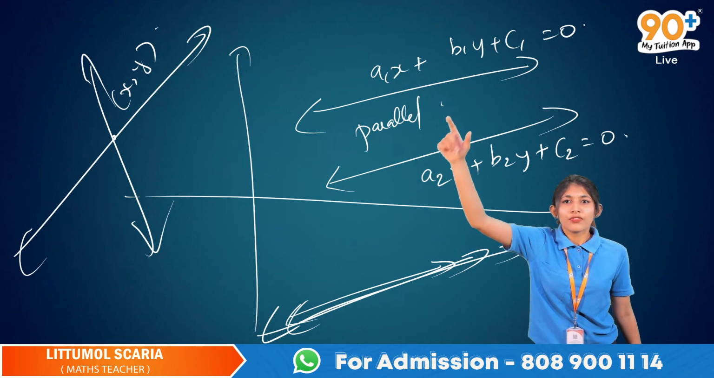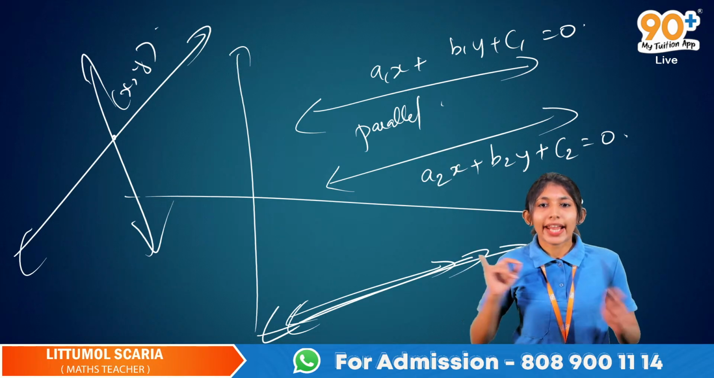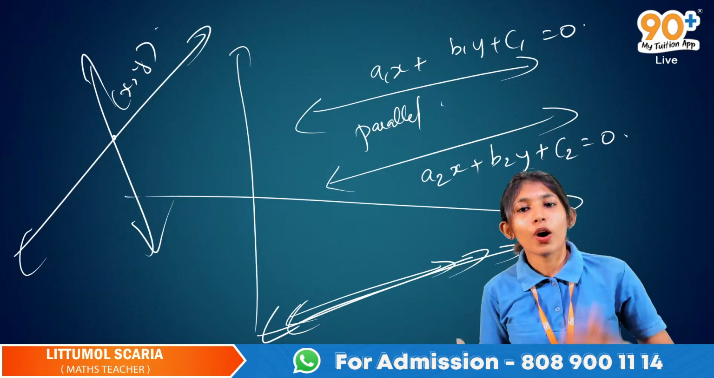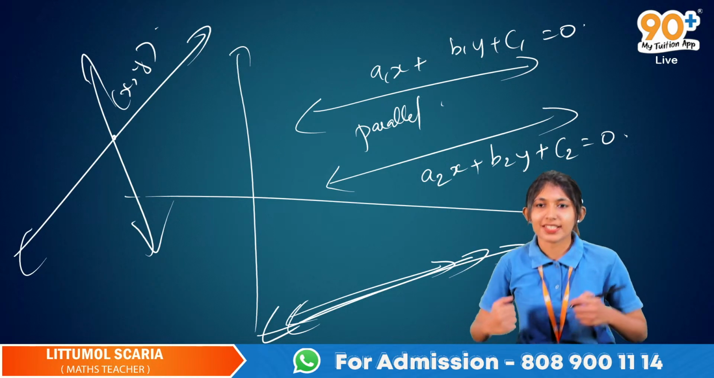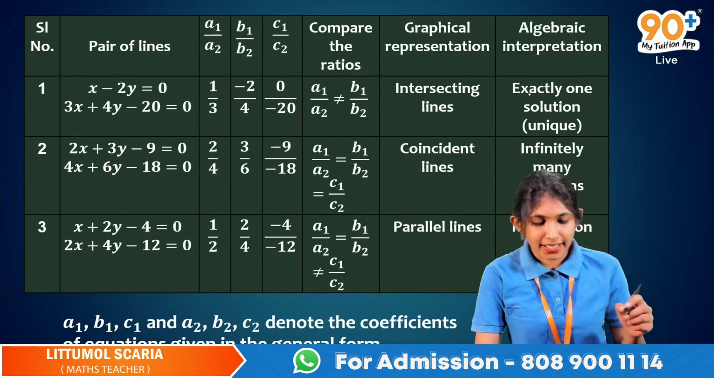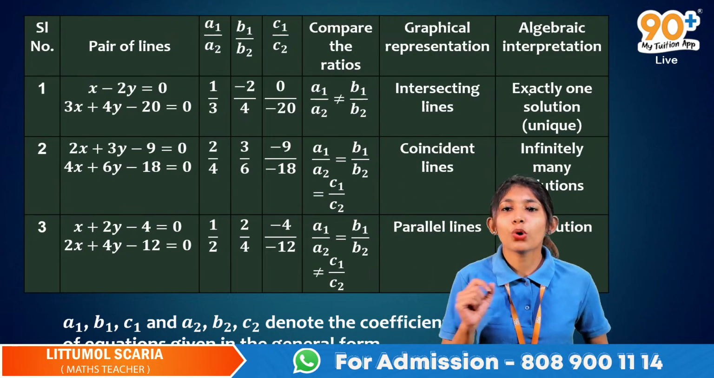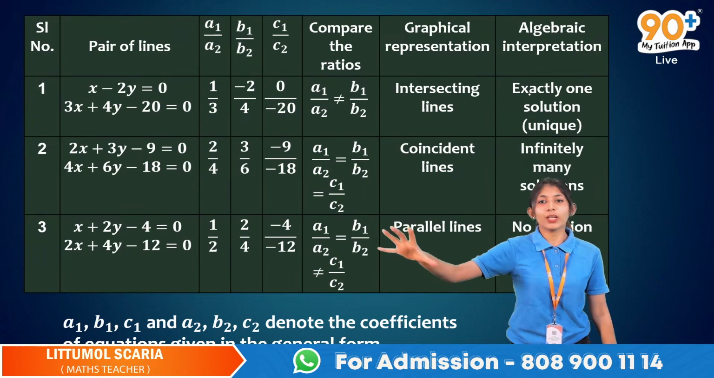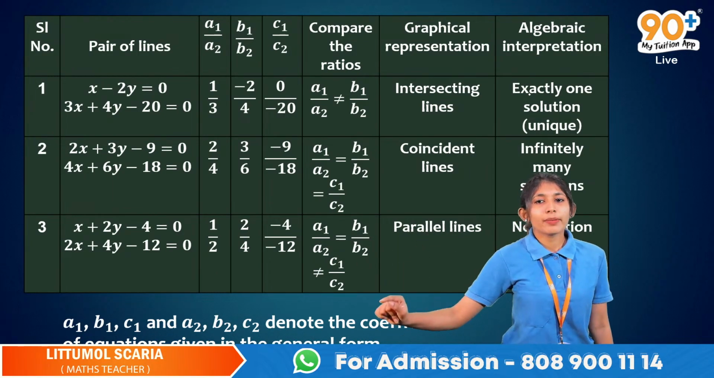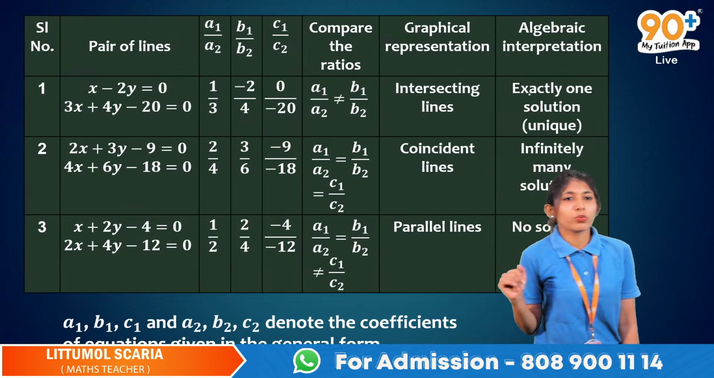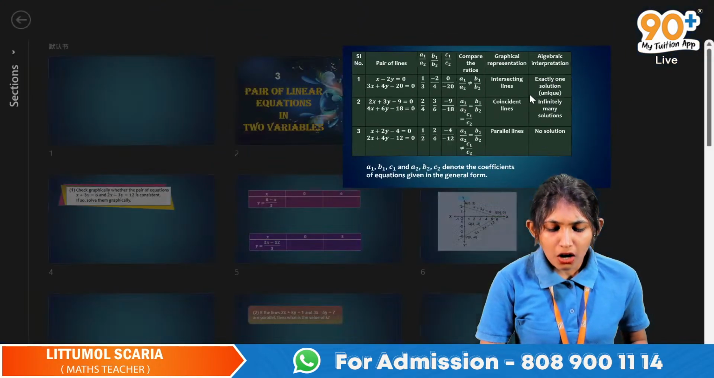So when we take the ratio a1 by a2, b1 by b2, c1 by c2, what is going to happen? Yes, we know there are basically 3 cases: a1 by a2 not equal to b1 by b2; a1 by a2 equal to b1 by b2 equal to c1 by c2; and a1 by a2 equal to b1 by b2 not equal to c1 by c2. Ma'am, why all these things? Don't worry, we will see.